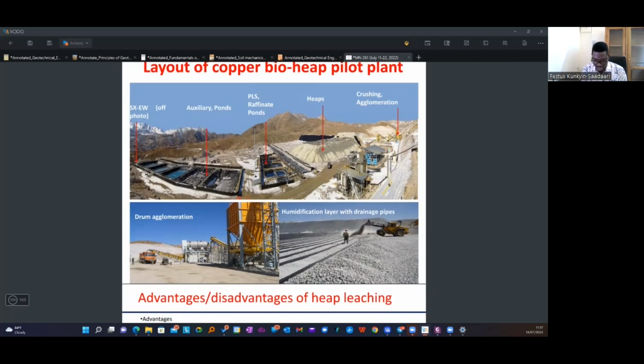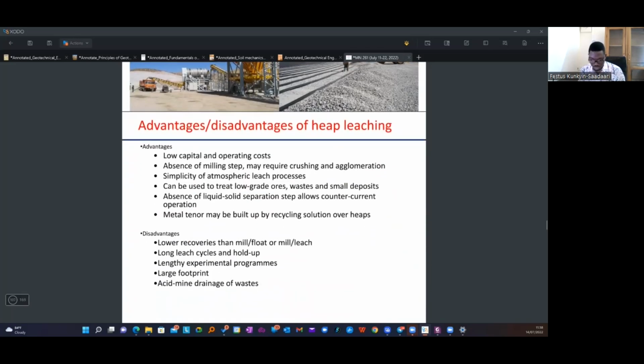So after you've laid all these processes, you have the platform, you dump the material, and this is what we call the heap. And then you begin to subject it to your chemicals. It leaches through these ponds, which will be collected later on for processing.